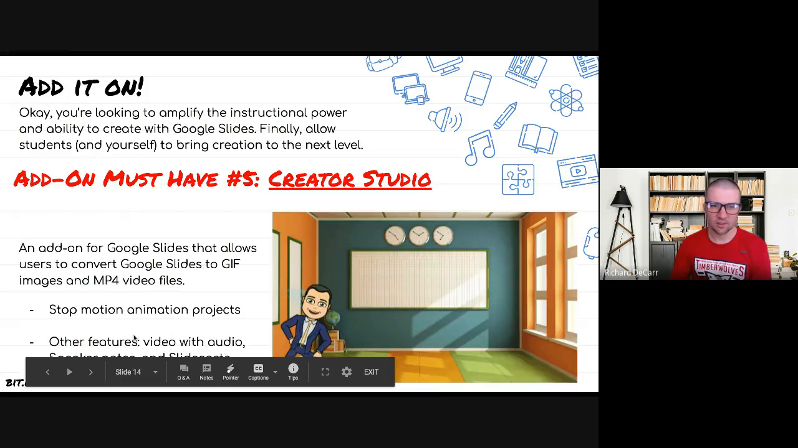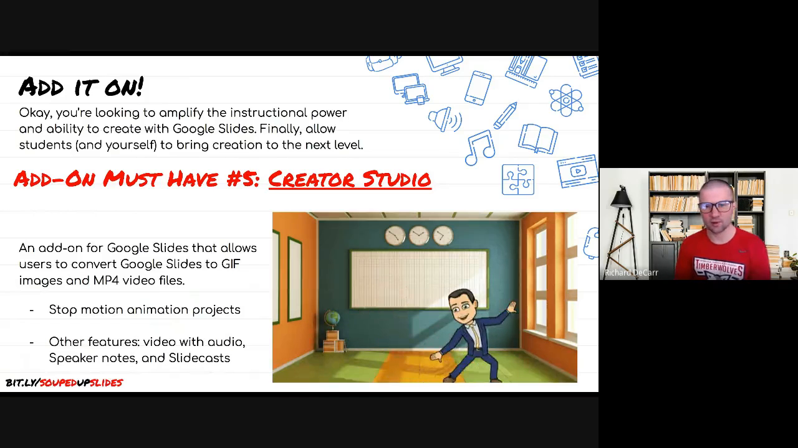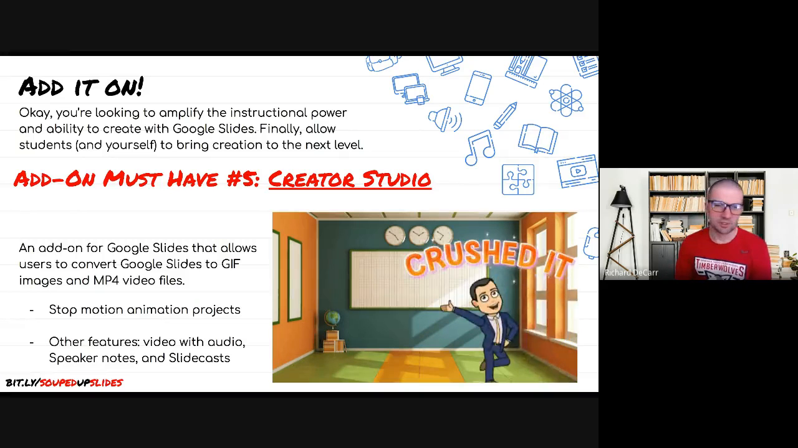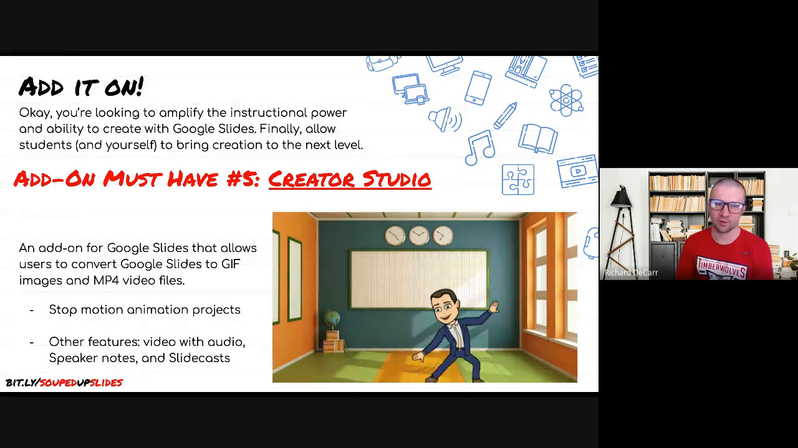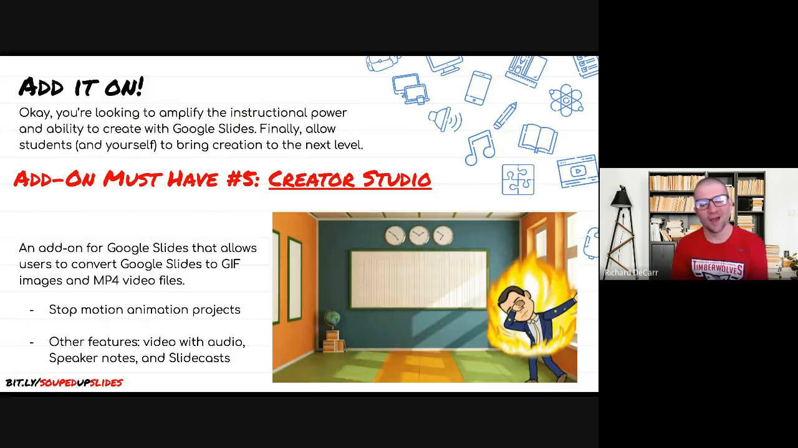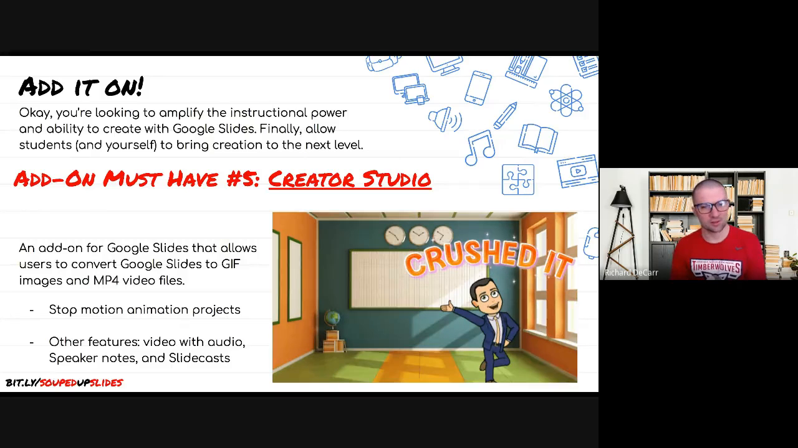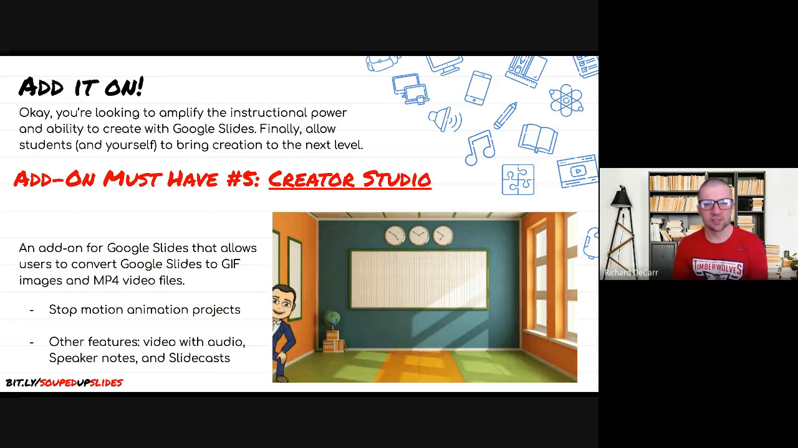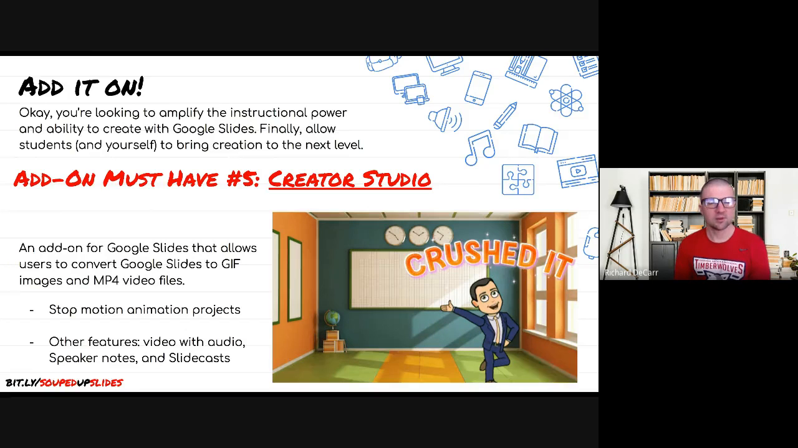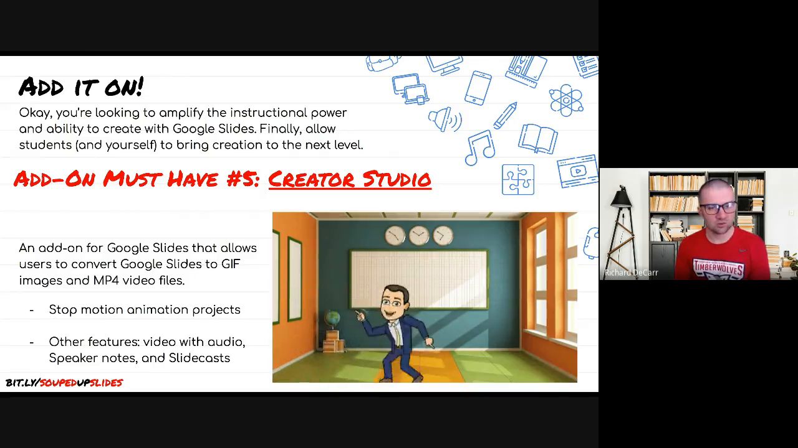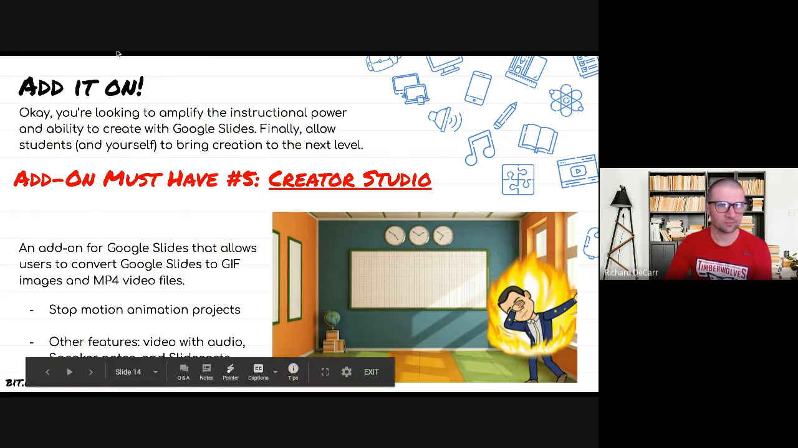This is my second favorite one after Slip and Slide: Creator Studio. Creator Studio takes Google Slides and creates either GIF images or MP4 video files. Essentially, this is stop motion animation. What you're seeing is me using this with Bitmoji. It's so easy to use. So here's how it works.